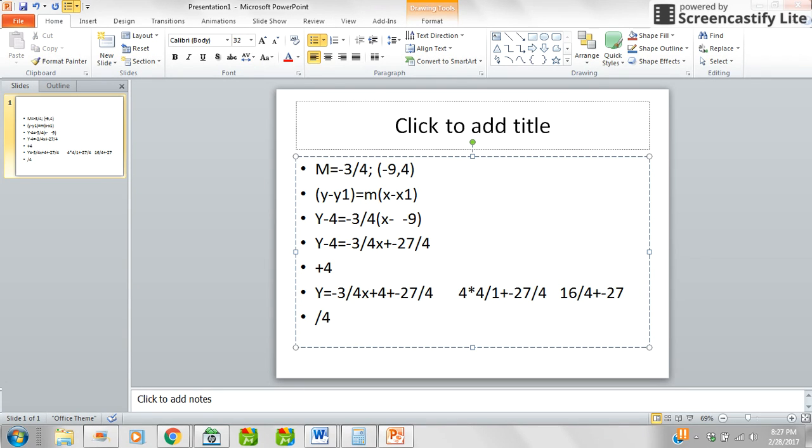So now my problem is y equals -3 over 4 x, and it's going to be negative because my 27 is bigger than my 16. So it's going to be -11 over 4. I hope that helps you.